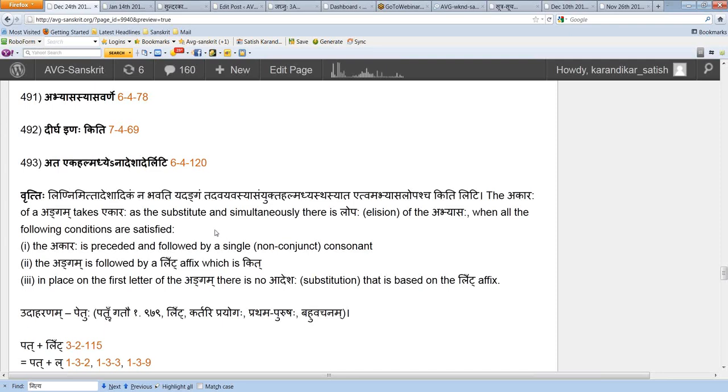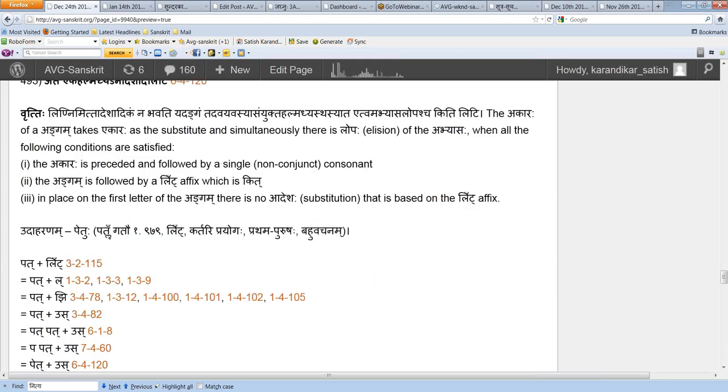Okay. It says that if you have an akara of a dhatu, of an angam really, which doesn't have a conjunct on either side, so it is ekahal madhye. Ekahal madhye means asanyukta hal madhyastha akaraha. Let's take an example. Take a dhatu pata, which is patlri gatau. Now pata, we have an akara in between there. There is no conjunct on either side. It's a sandwich between two non-conjunct consonants. So pakara, akara, takara. It's the first condition.